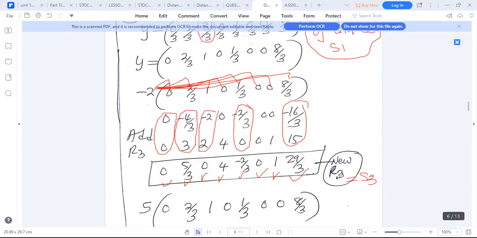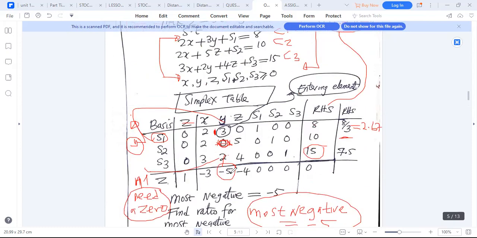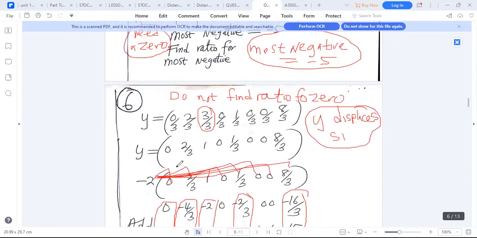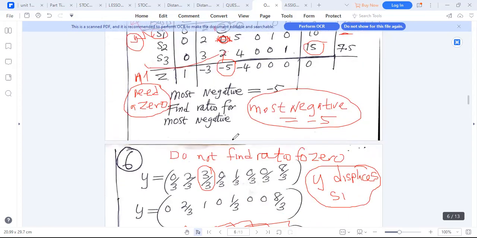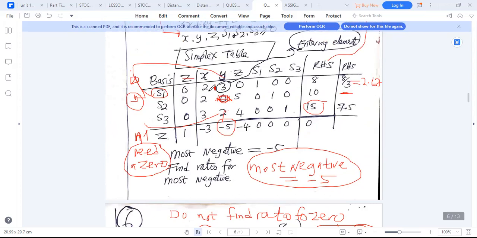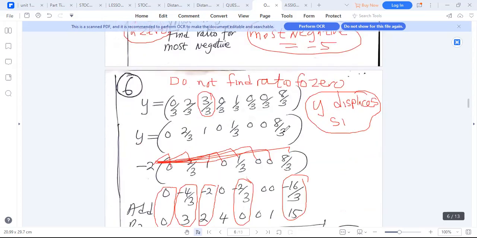Okay, then we need the 0 in the Z as well. So we multiply by +5, the pivot row. This Y will substitute S1 because the smaller number is 3. So this one is our pivot row. So this row becomes our constant to reduce other rows.